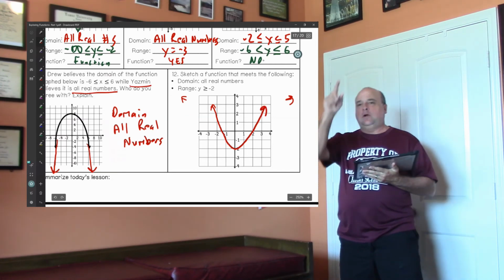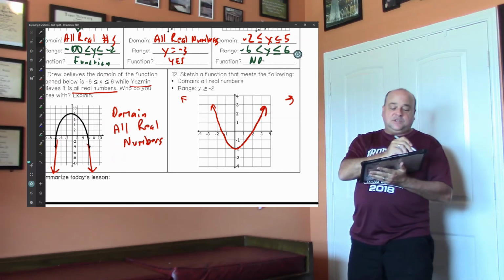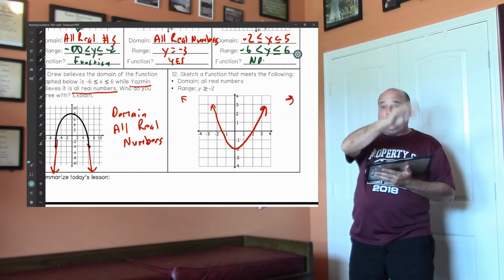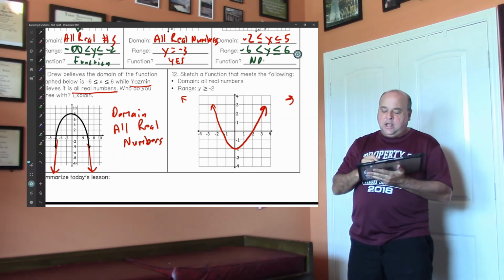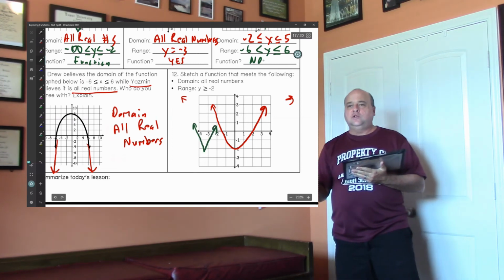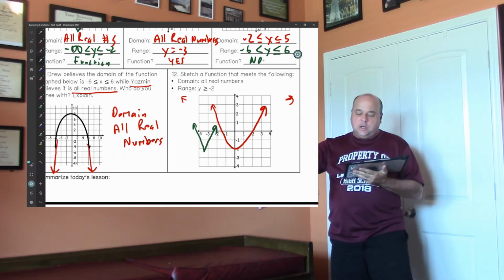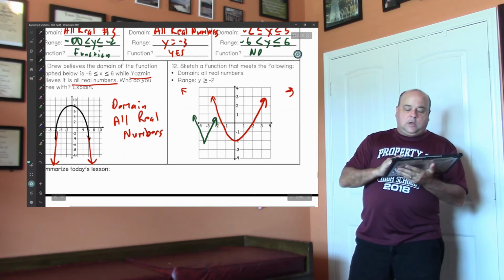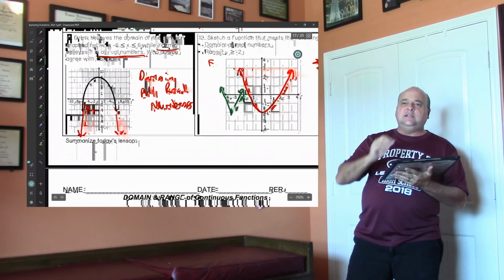So we could do this. We're going to have a curved line that goes like this. There's several ways to do this. Well, you have to have all real numbers, so you've got to have an arrow tip on the left and an arrow tip on the right. You can also draw a V. That would also have the domain all real numbers, but the range is going to be greater than negative 2.